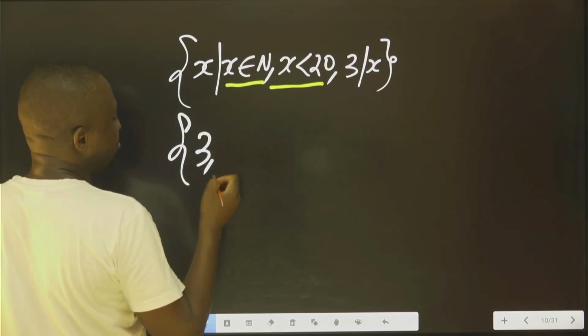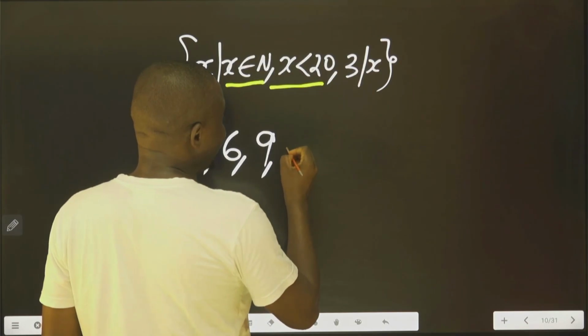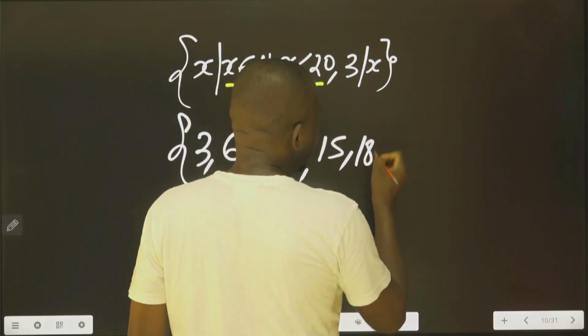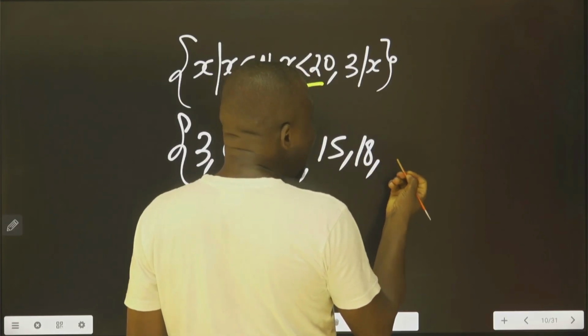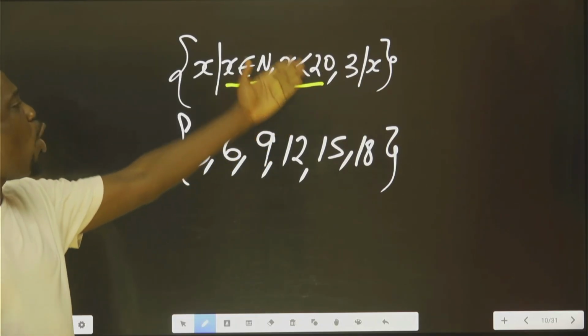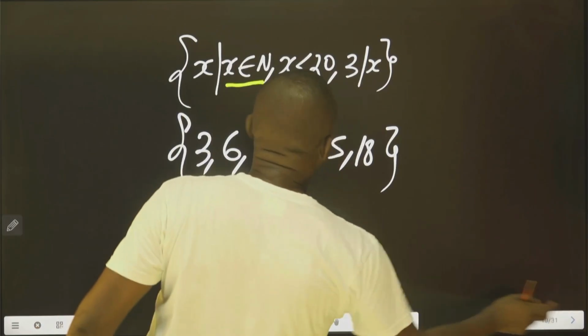3 times 1, 3 times 2, 3 times 3, 3 times 4, 3 times 5, 3 times 6, 3 times 7 is 21. So, we stop here, because we want multiples of 3 less than 20. Let's look at the next one.